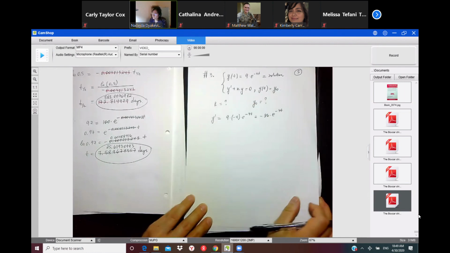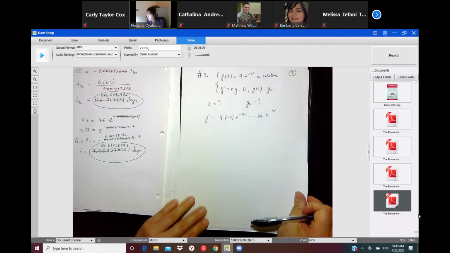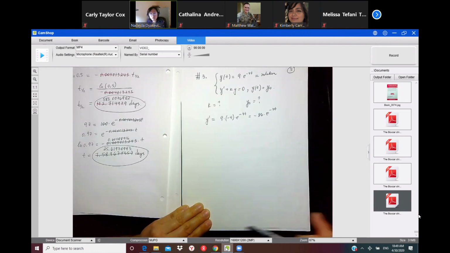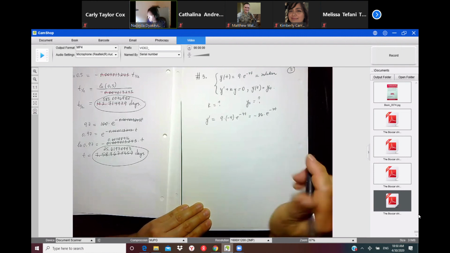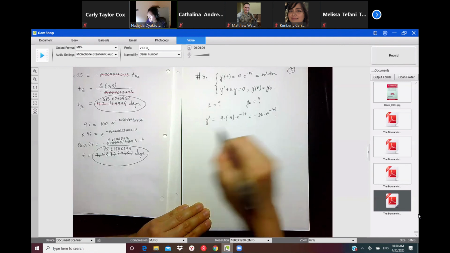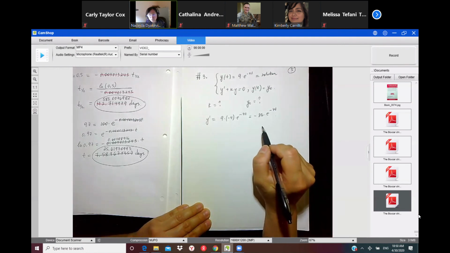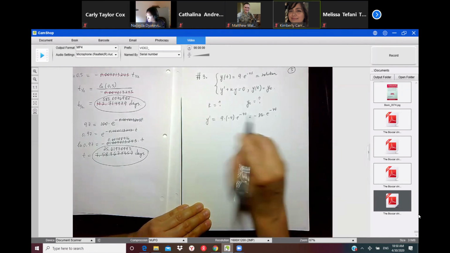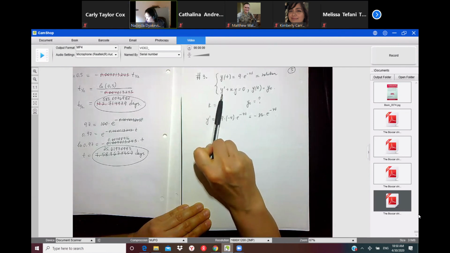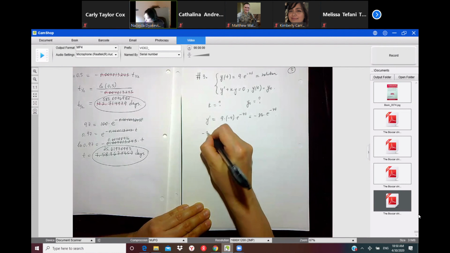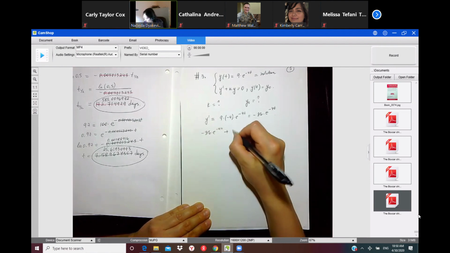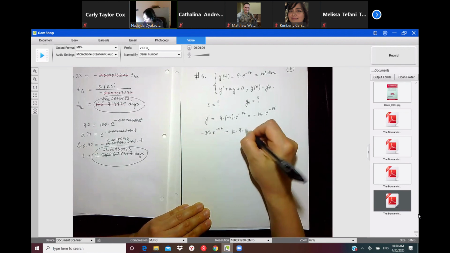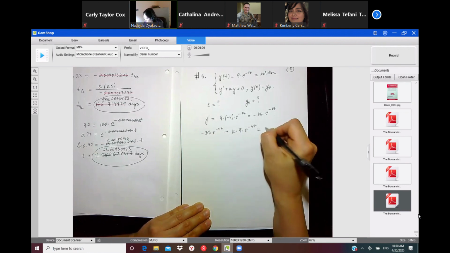This is y prime. Do you agree with this? Is everybody getting the same derivative so far? Yeah. Perfect. So I will substitute this into the differential equation. So y prime, plus k times y, has to be equal to 0.